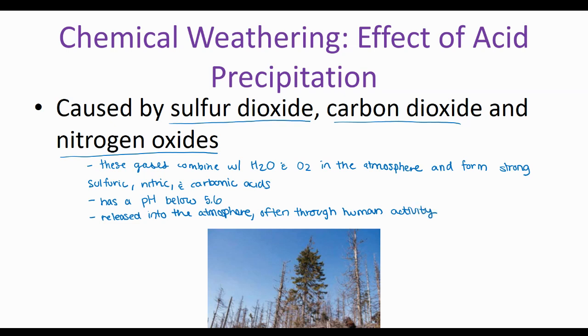And as this picture shows, they are harmful to organisms and forests. So this is a forest that has been devastated by acid precipitation.